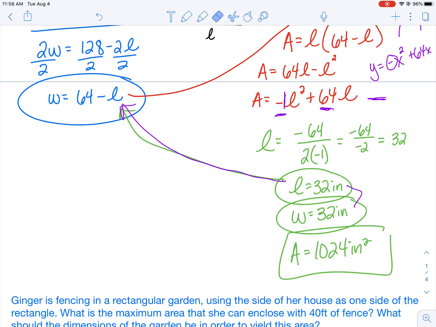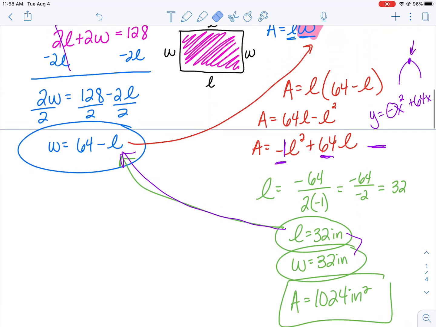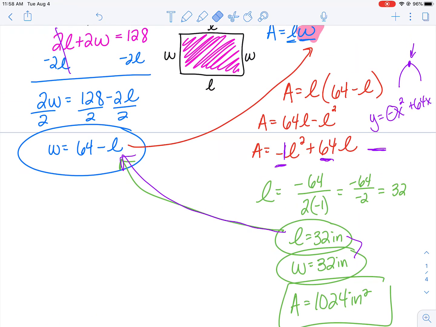I found the length and the width. That's going to give me a maximum area because I found that vertex of my parabola. I multiplied those together to figure out what the maximum area was. So really, if you look at it, it's actually not going to be a rectangular end table, is it? It's actually going to be a square rectangle, but that square rectangle is going to give us the maximum area possible.